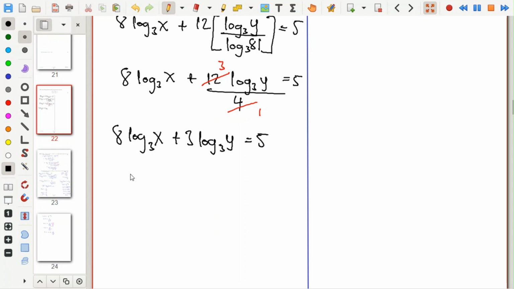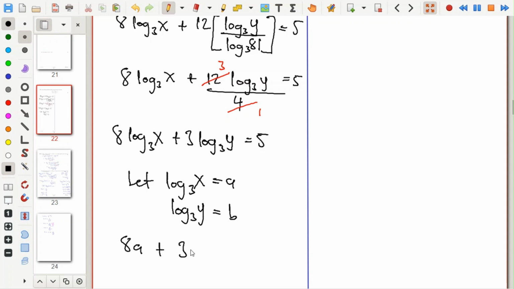Okay, so I let log x to the base 3 be a and log y to the base 3 be b. So this is the same as 8a plus 3b is equal to 5. Let me call this one equation 1.